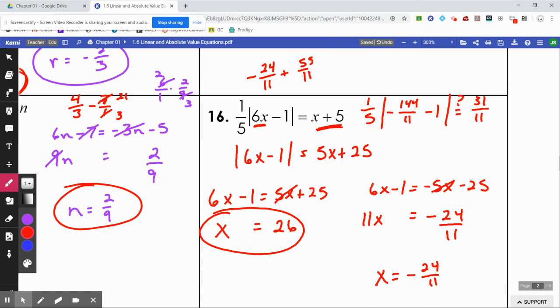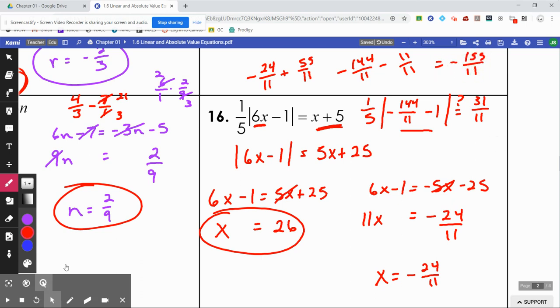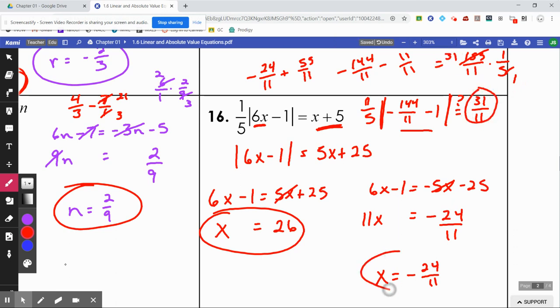And I'm going to put a question mark because we're not sure if it equals. Negative 144 over 11 minus 1 over 1. Common denominator is going to be 11. Multiply top and bottom by 11. So that's going to be negative 155 over 11. And when you take the absolute value of that, you get positive 155 over 11. So let me just take that away, and I've got to multiply it now by 1/5. Cross cancel leaves you with 1 and 31, and that's going to be 31 11ths, just like this is, so that one also checks out.